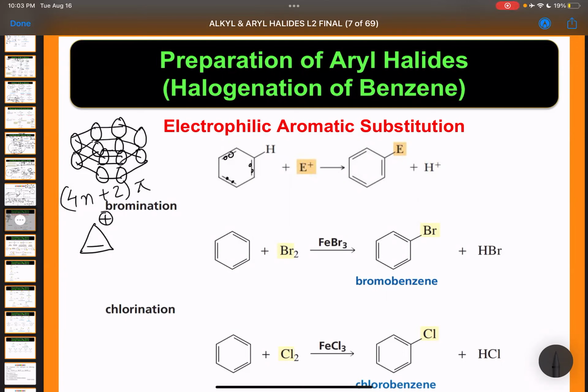So this is the general mechanism. If you want to attach not only halogen, this mechanism is valid for nitration, for sulfonation, for any other aromatic reaction. So what is this reaction telling us? Whatever you want to attach to the benzene ring, bring it as an electrophile.